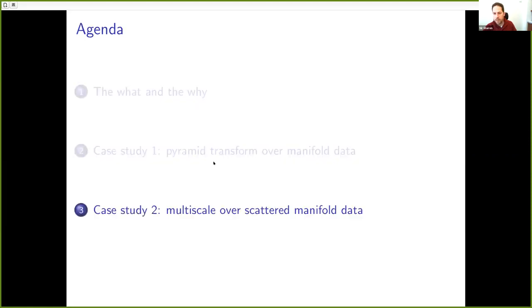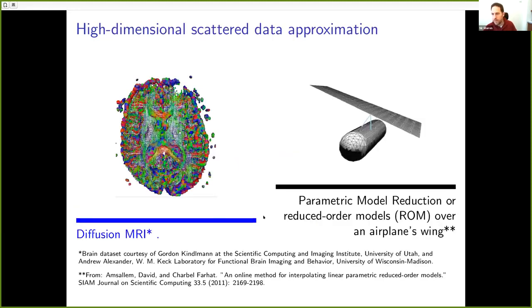I am left with only something like 2 minutes, so I'll go very briefly to the second case study, and this is scattered data. The curves give us a very nice atmosphere for proving things. But in the real world, what we usually get is scattered data, either on a grid or really scattered. So these are two examples. On the left, you can see diffusion MRI. It's basically scans of the brain, and each point is defined by a certain tensor, which is actually a positive definite matrix. So we have a grid of positive definite matrices.